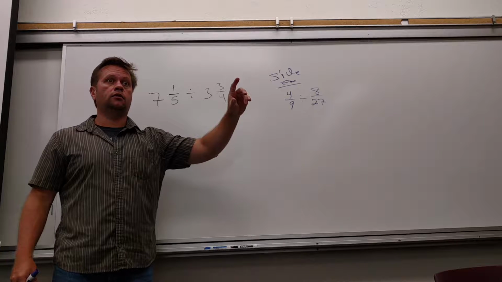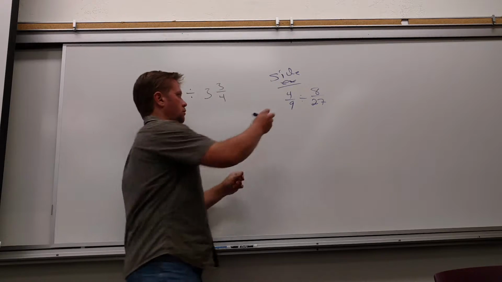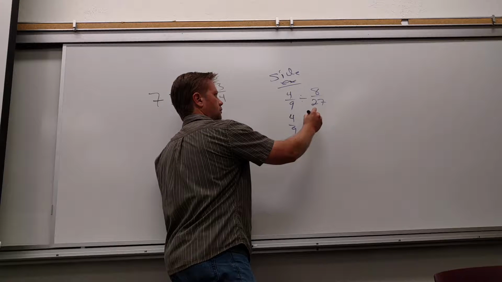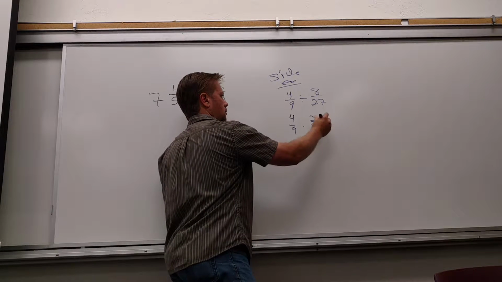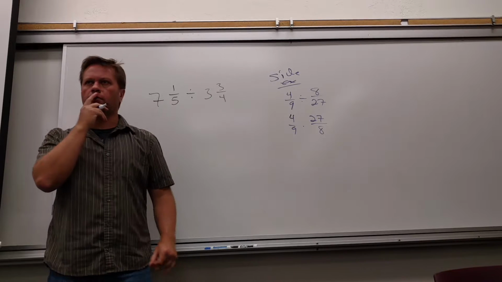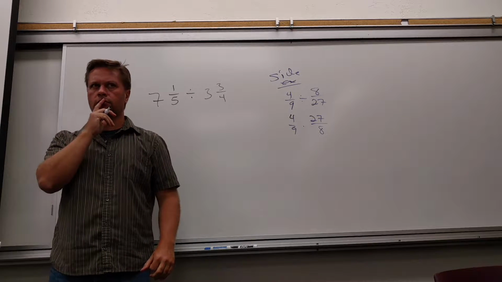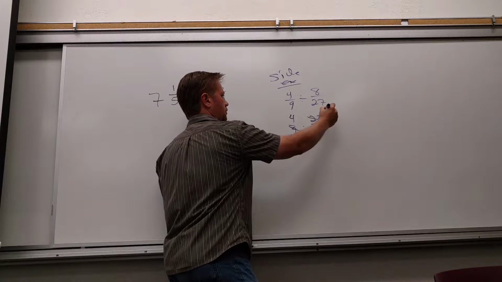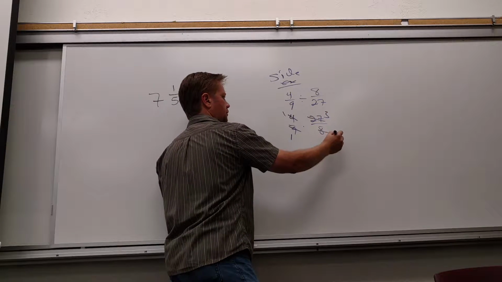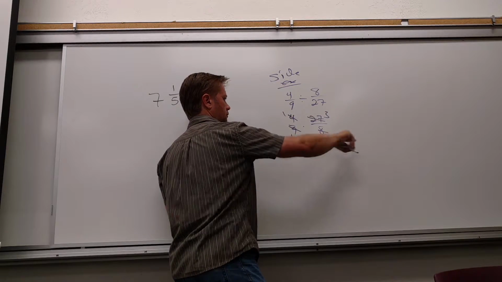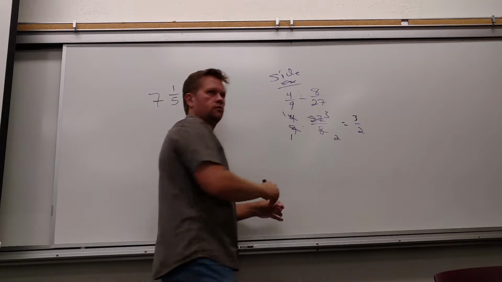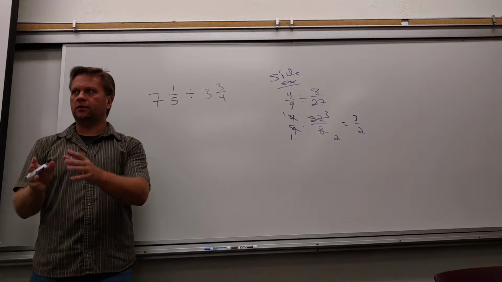Multiply by the reciprocal, right? So do 4 ninths times. And then what could you do that's really nice? Simplify, yeah. 9 goes into 27, 4 goes into 8. So you get 3/2. That has to be easy.